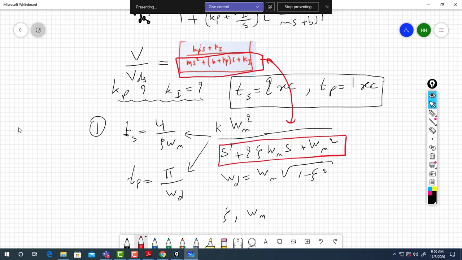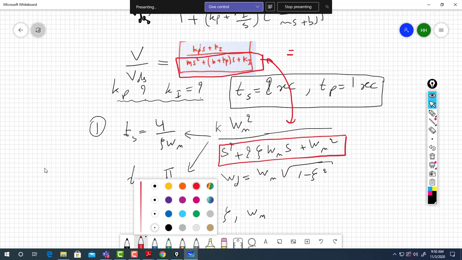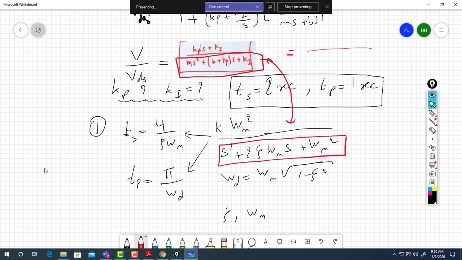So then comparing both of them, let me have this in the general form. In the general form, maybe I divide by m, so I get s square plus b plus kp over m, s plus ki over m. So I take m common, and maybe I put the m here. Okay, it's alright, I'm putting it here: kp s plus ki. So again, I'm comparing only the denominator.